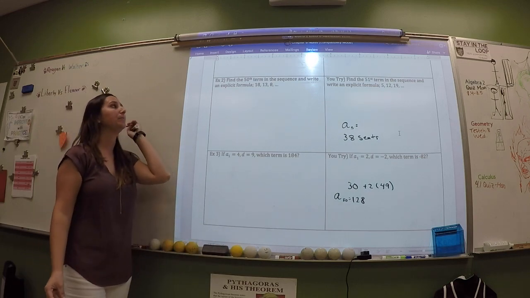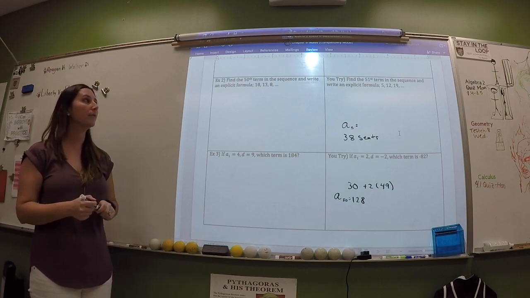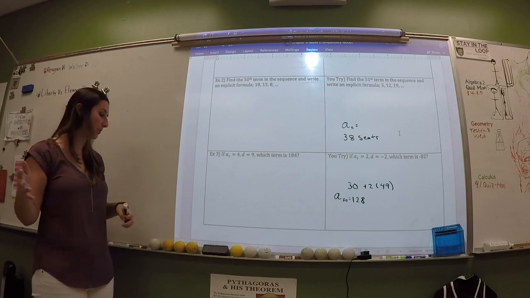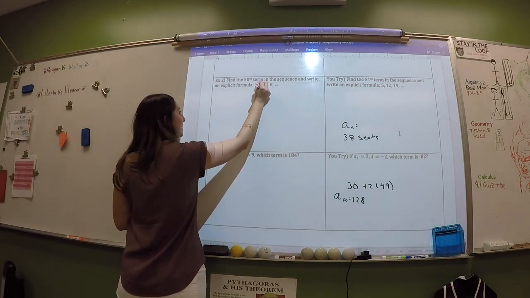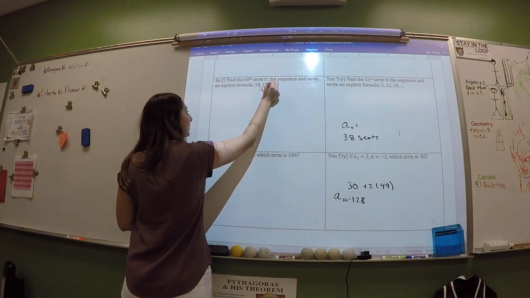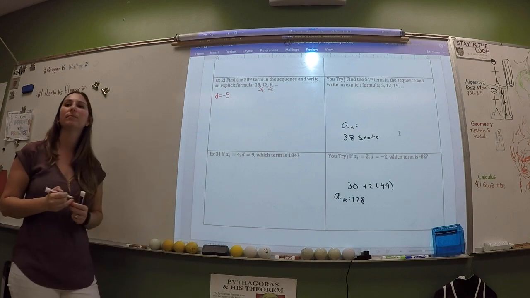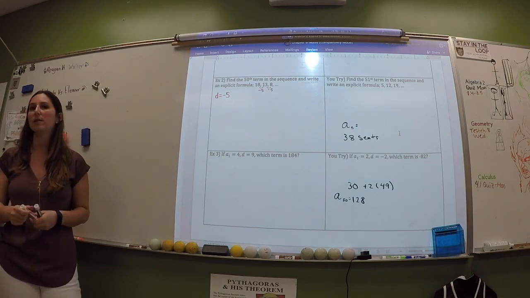Okay. Find the 50th term in the sequence. So first, we have to identify the common difference, or what we're adding or subtracting. It's going down, so subtracting 5. That's what we're doing. And it's a bigger number. So d is negative 5. Not 5, but negative 5, because the numbers are decreasing.